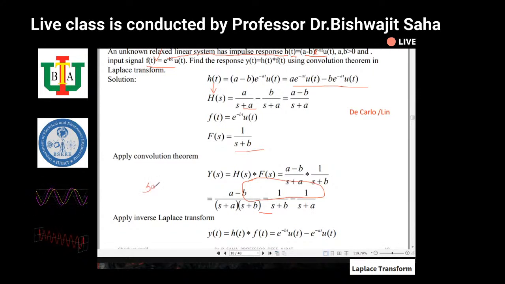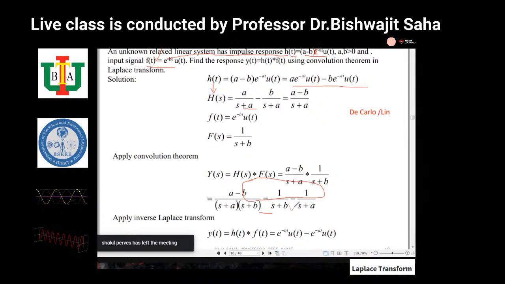Is a, right, minus or plus ab, isn't it? Oh no, wait. This is the multiplication, a minus b divided by s plus a, s plus b.